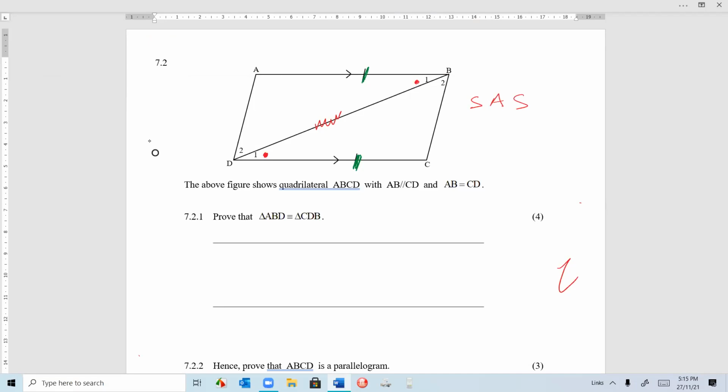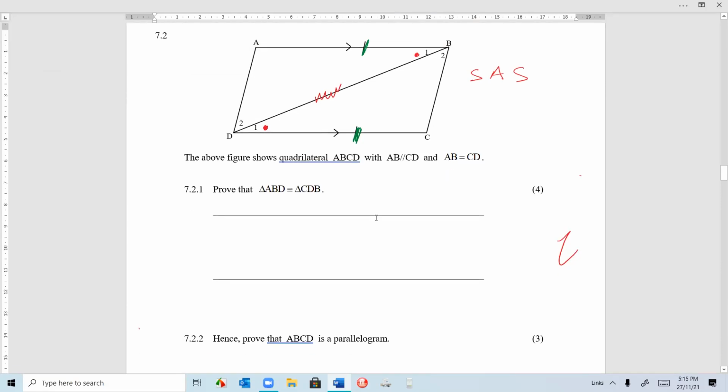I think this is the same question as the previous one. Is this the same question? I don't know. It just sounds very familiar.